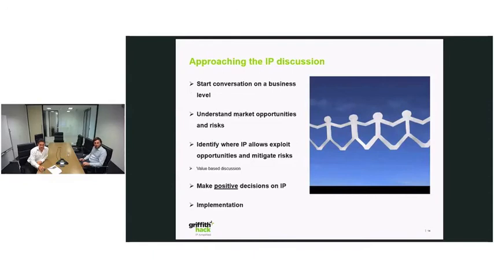So coming back to again, how do we approach this IP discussion? As we said, we start off with the conversation on the business level. We really understand what it is that we're trying to achieve, what's driving the revenue, why are we thinking of getting involved with this partnership, what's the outcome that we want, and then moving from that into the market opportunities and the market risks. And this is where we can start to say, right, how does intellectual property play a role in what it is you're trying to achieve? How can intellectual property help you to exploit those opportunities and mitigate those risks? What is it that we need to be aware of?